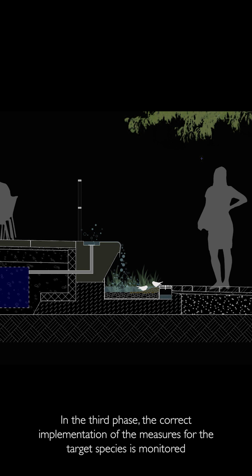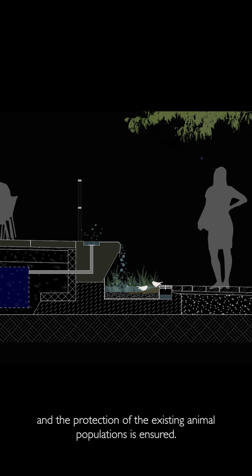In the third phase, the correct implementation of the measures for the target species is monitored, and the protection of the existing animal population is ensured.